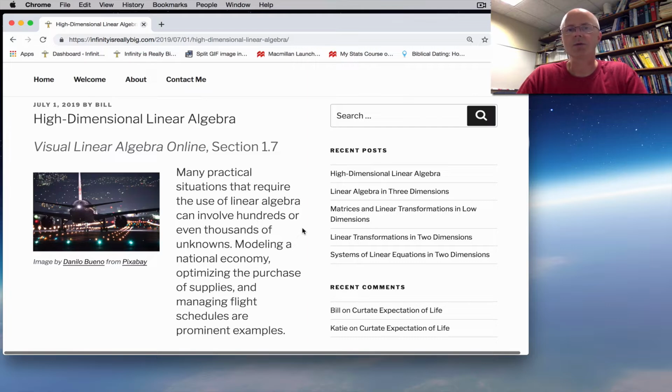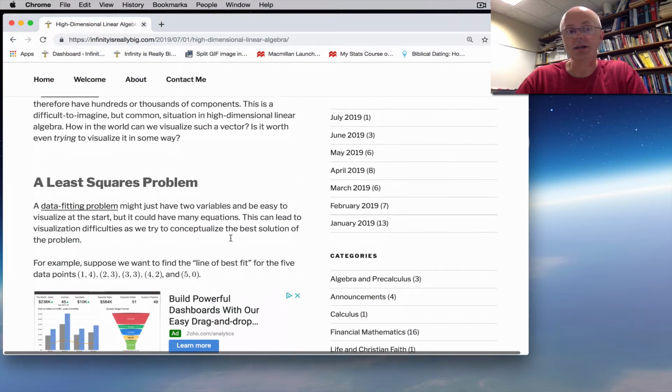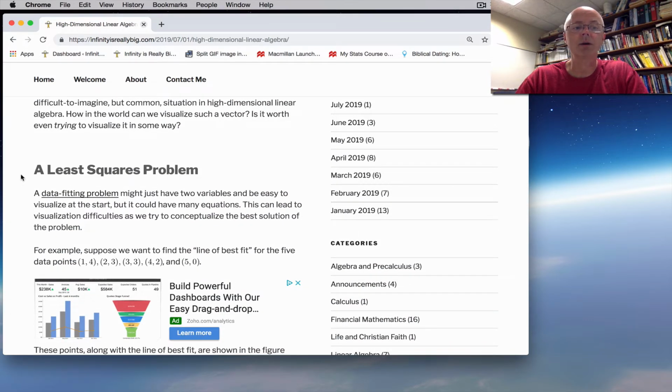But a second question related to that is, how can we possibly visualize such a high-dimensional linear algebra when we can't visualize beyond 3 dimensions? And the answer is that you can visualize by analogy, and that's going to be a theme of what we see in this section and in this video. And the way it's going to come out, initially at least, is in the context of something called a least squares problem, which is an advanced statistics topic.